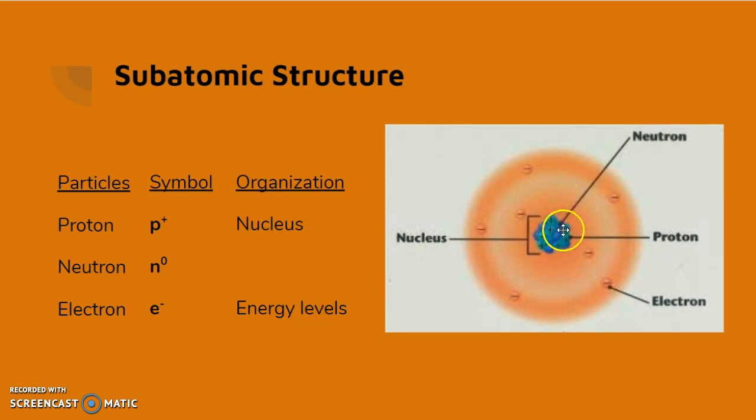So here we have our nucleus. Like we said before, protons and neutrons are in the nucleus, and so that's why those are labeled.